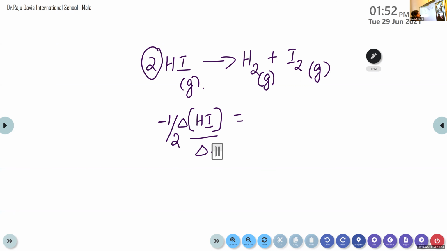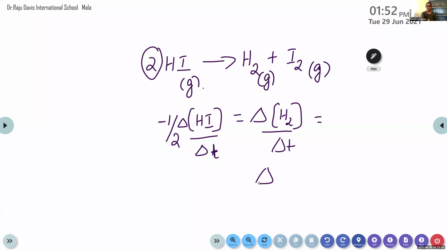Then what about the remaining? Nandana? Delta H2 by delta T, that is equal to delta I2 by delta T. You can use either small t or capital T. Okay, then all of you finished this one?